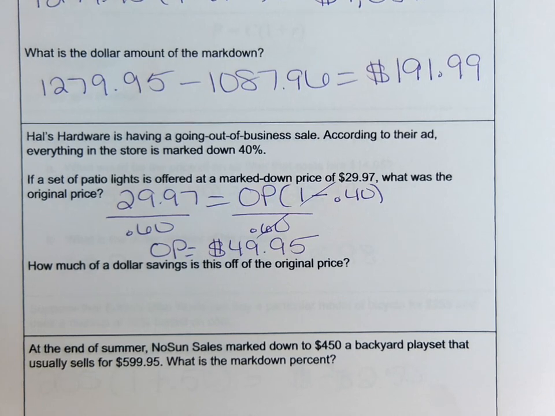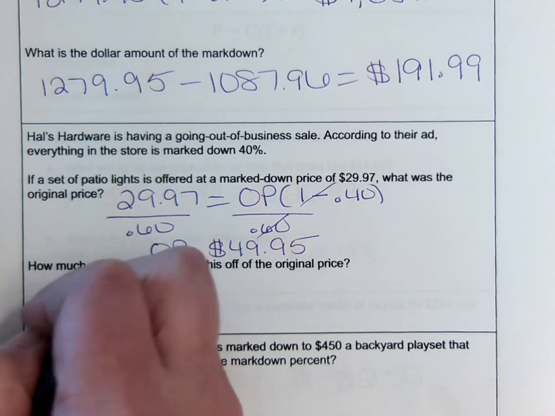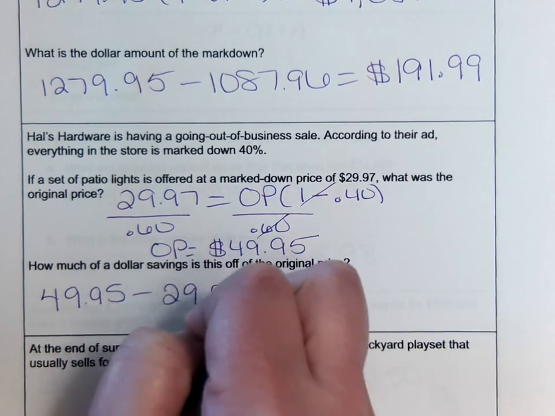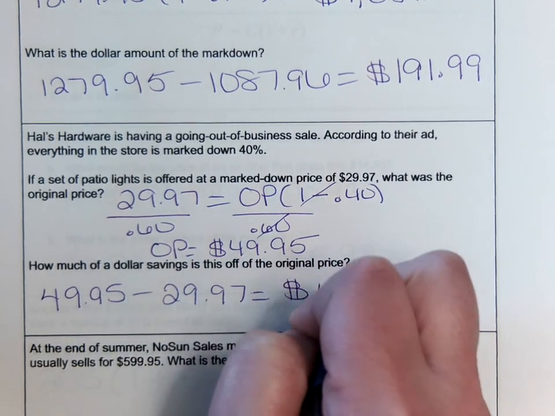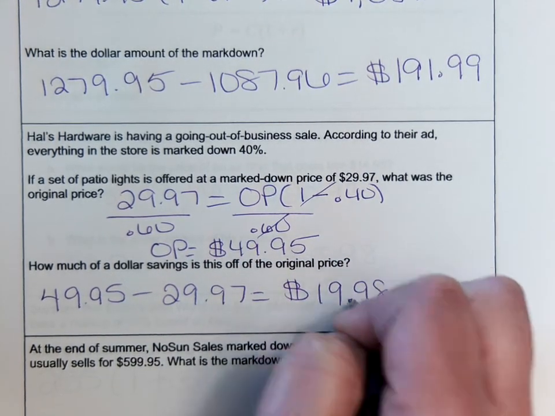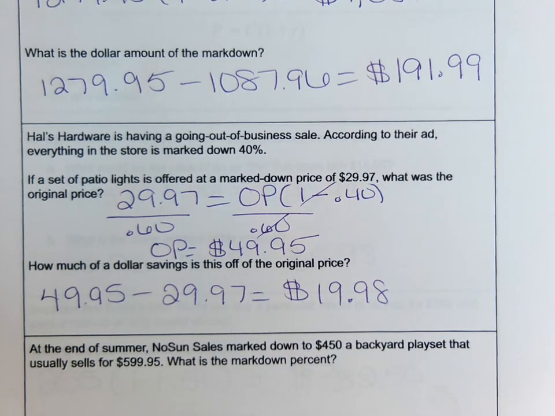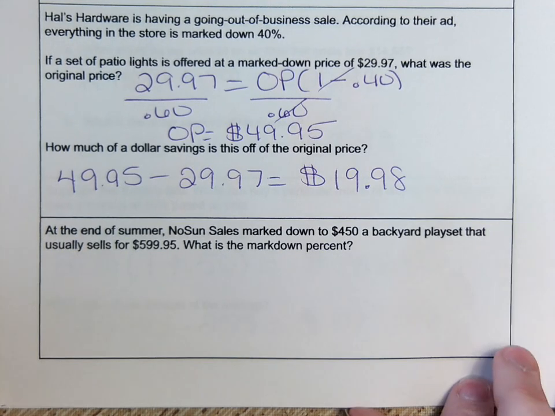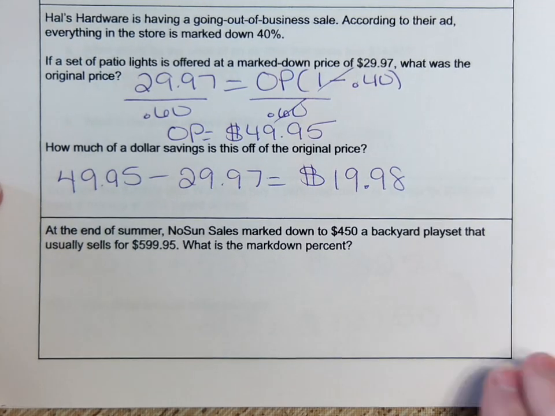So how much of a dollar savings is this off the original price? We're going to do our subtraction. And we got $19.98 is how much we're saving on those lights. One more example, and we are done with this lesson. It's not too bad, is it?